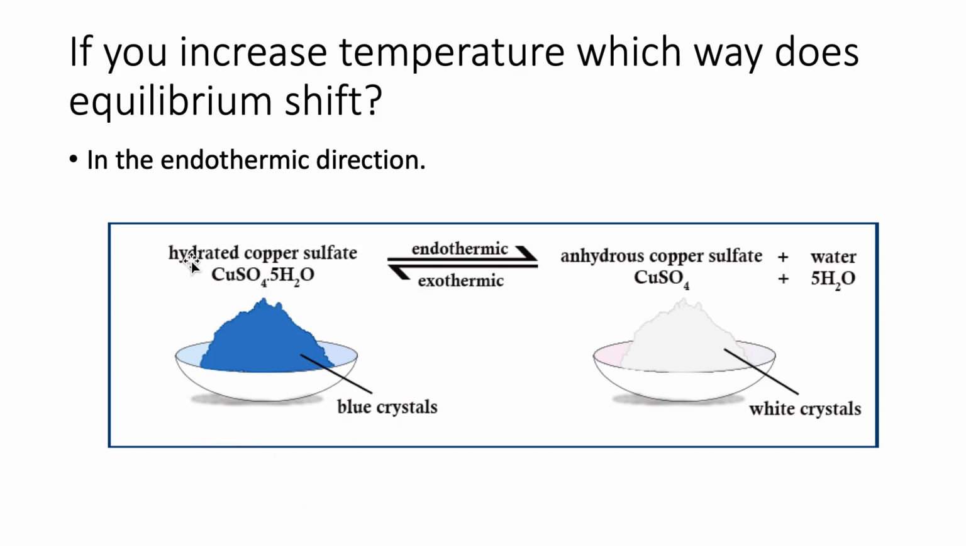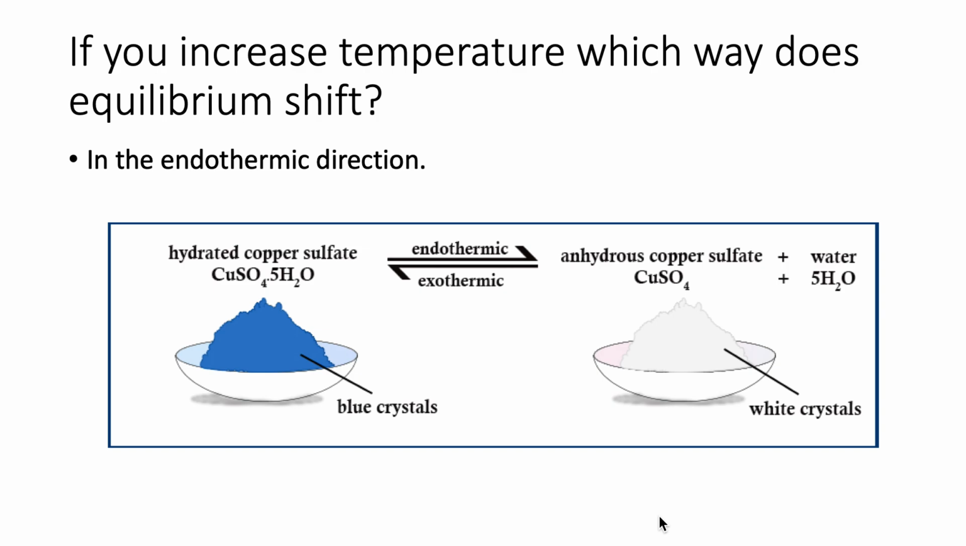So this is a reversible reaction. The forwards reaction is endothermic. That means if you increase the temperature, the equilibrium will shift to the right. You'll have more products and higher yield of anhydrous copper sulfate and water. If you decrease the temperature, it will shift in the exothermic direction towards the left. You'll have a lower yield of products.